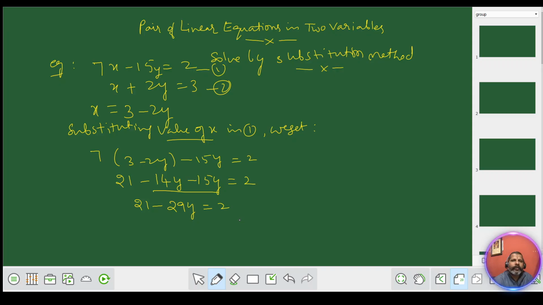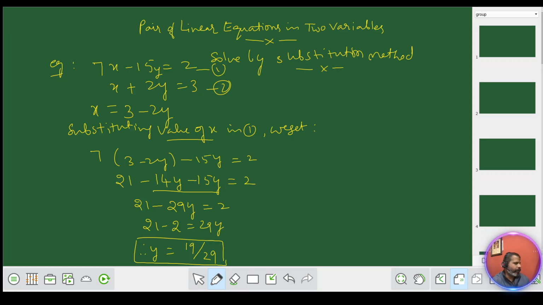I'll transpose 29y to the right side and 2 to the left side. What is the value you get? 21 minus 2 equal to 29y. Therefore, y is 21 minus 2, which is 19, by 29. This is the value of y. Clear?